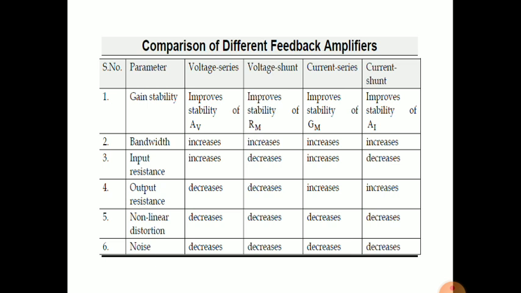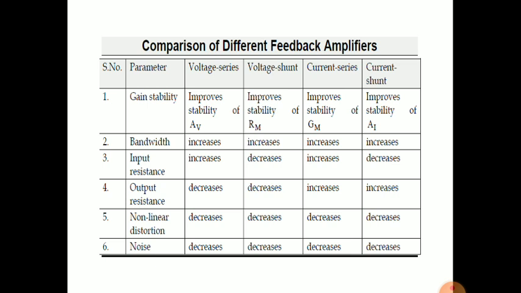Output resistance, as we know from the previous topics, we can remember that output resistance of feedback amplifiers depends on the sampling network, whether they sample the voltage or current. Depending on that parameter, they can be connected as either shunt or series. If they are connected in shunt, the resultant impedance will decrease. If it is connected in series, the resultant impedance will increase.